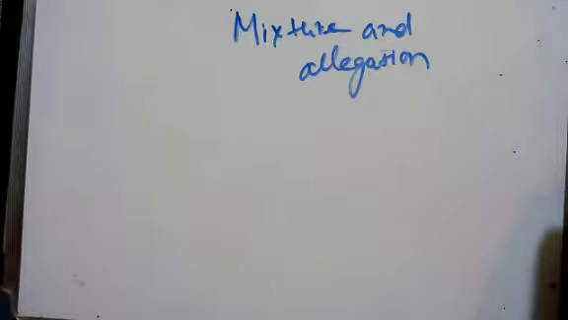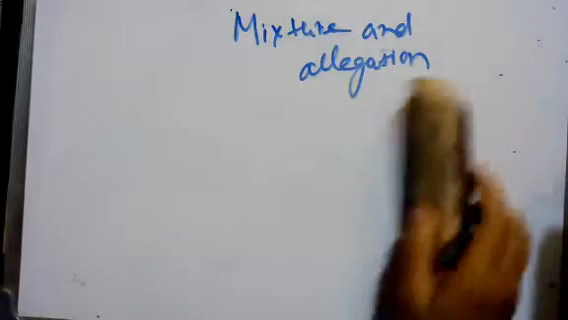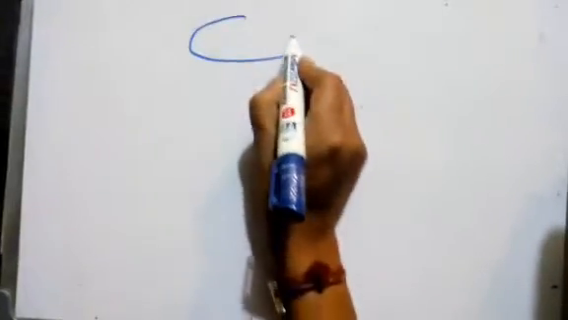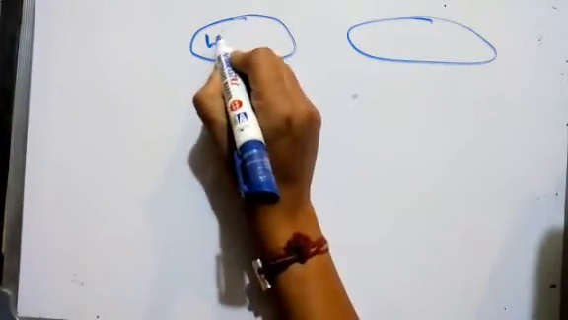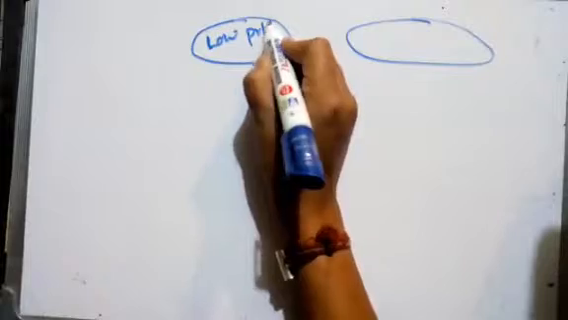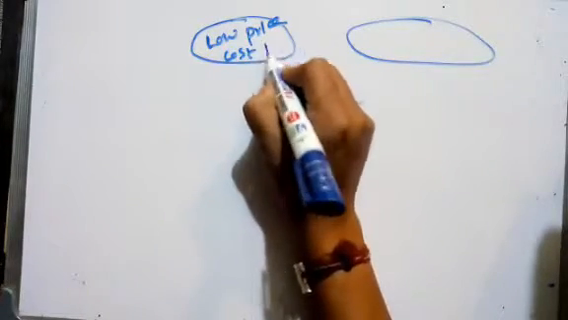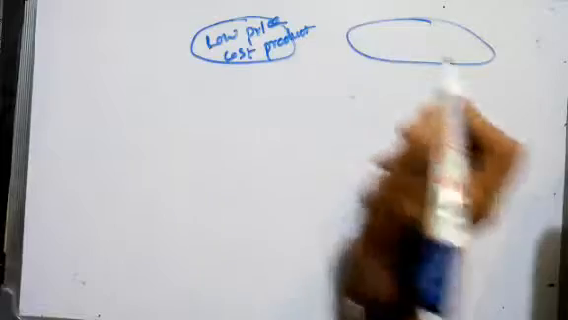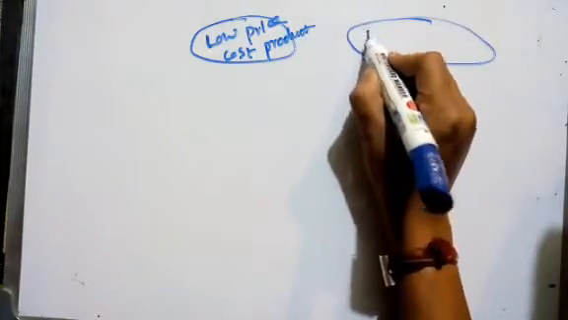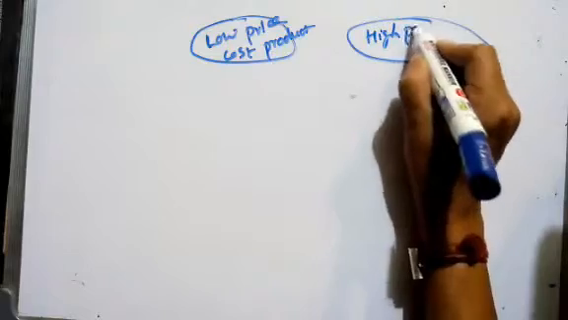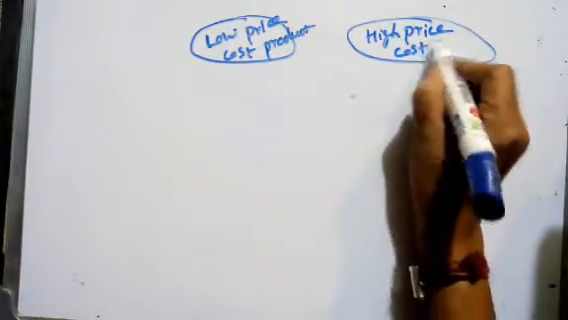Friends, today our topic is mixture and alligation. First we draw the basic alligation chart. The basic alligation chart is like this. There are two circles. The first circle is the low price cost product. The second circle is the high price cost product.